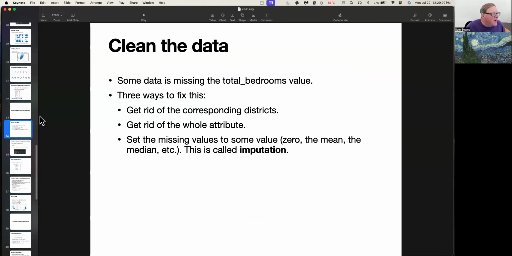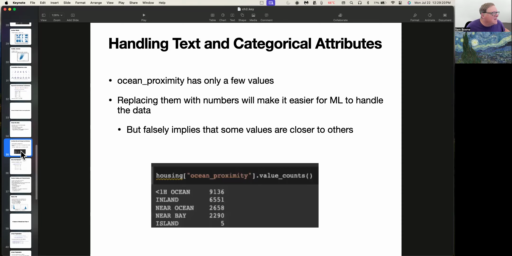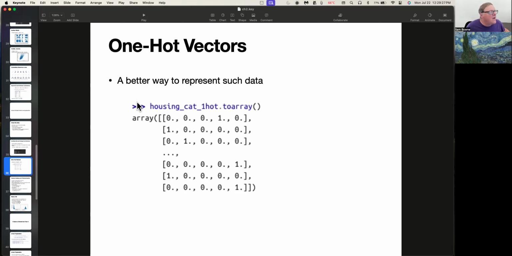So when you're done, you adjust things. And if you have some data that's missing a value, you're going to have to do something: eliminate the districts or the attribute, or set them to some kind of value, called imputation. Just guess at some value for the missing data. And if you have something that is not numerical, then you're going to have to encode it. And generally, the best way is one-hot vectors, where you give it 5 columns and you put a 1 in one value for each one. That is the best way to represent that every attribute is in just one category.